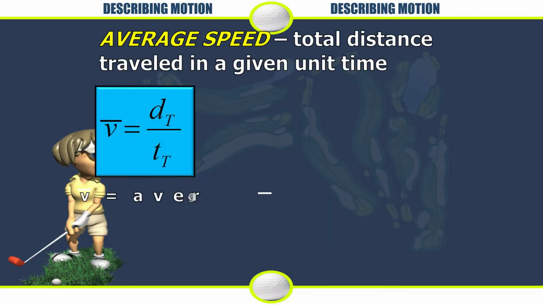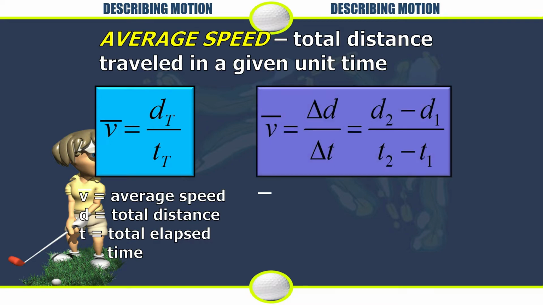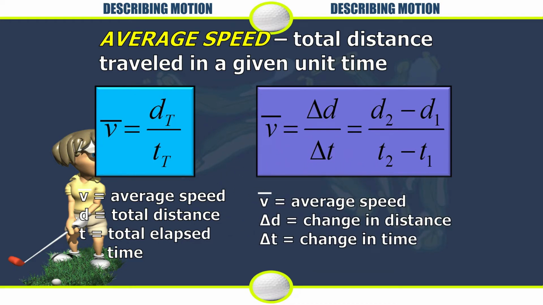Another is the discussion regarding average speed. Average speed pertains to the total distance traveled in a given unit time. You can solve it using two different formulas. If the given is the total distance, you just take the distance given over the total time. While if there are two points given, you can use the formula delta D over delta T.